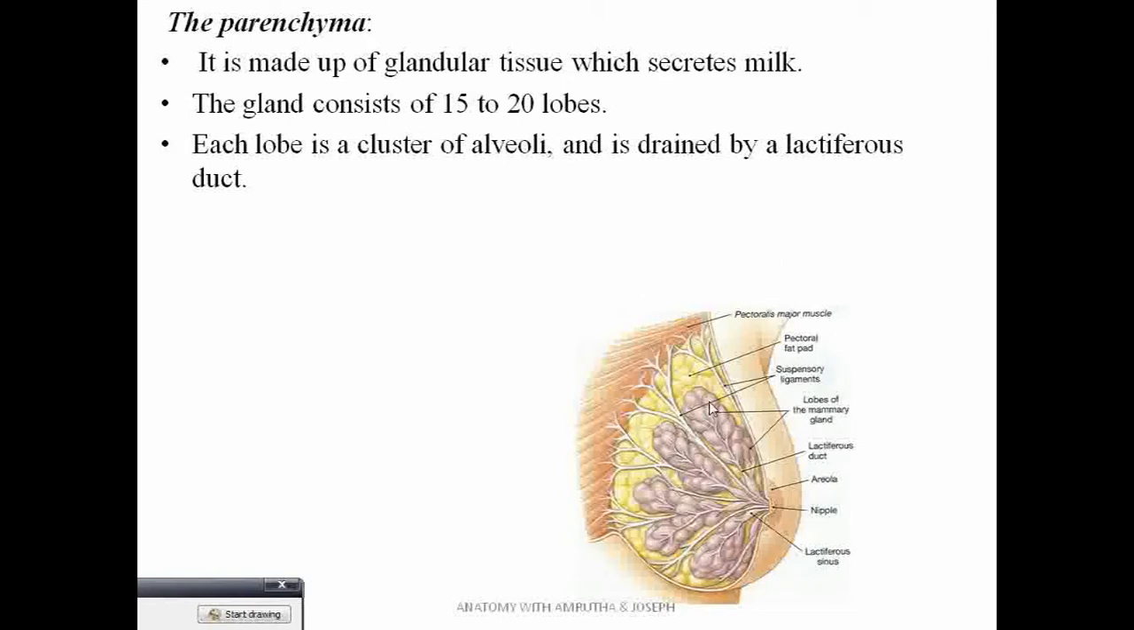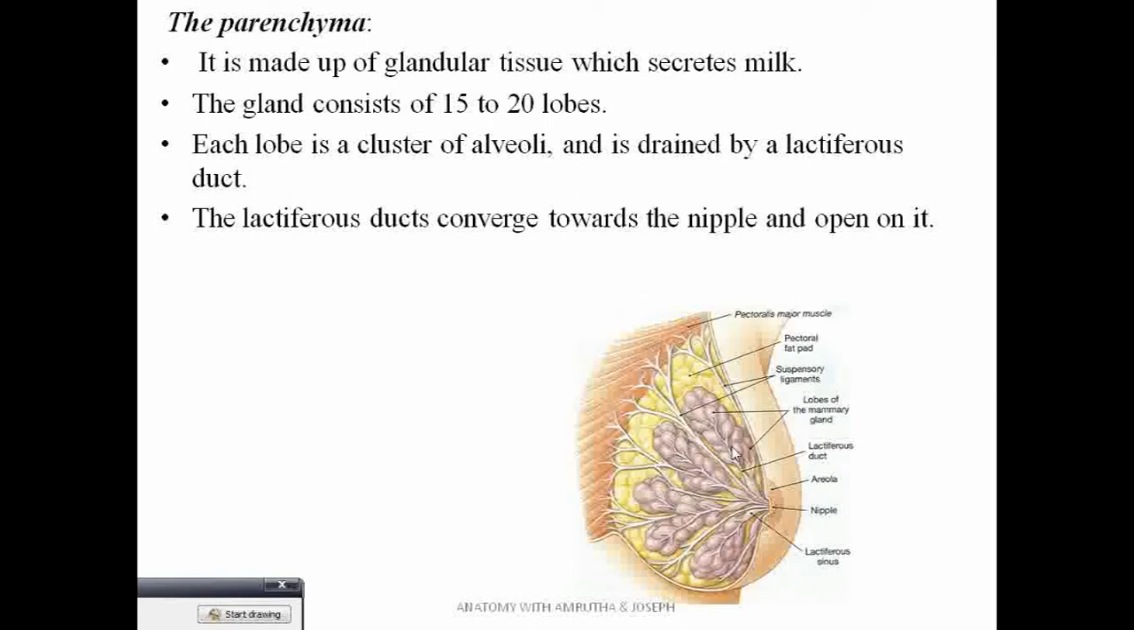So each lobe consists of the lactiferous gland, which has some grape-like structures, and these are called the alveoli, the sac-like structures. There are a lot of alveoli in each cluster, in each lobe, and they are drained by a single duct called lactiferous duct. So all of these sac-like structures open into smaller ducts, and all the smaller ducts later form the lactiferous duct.